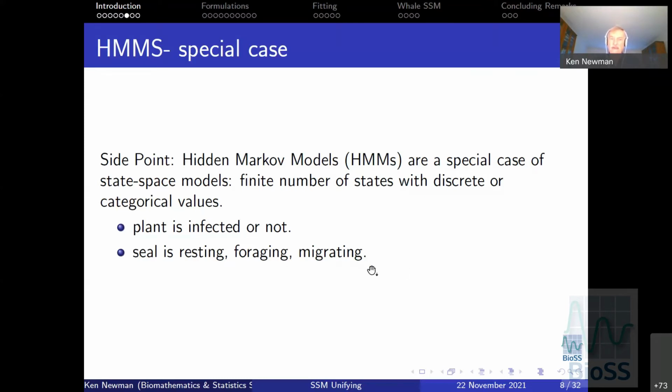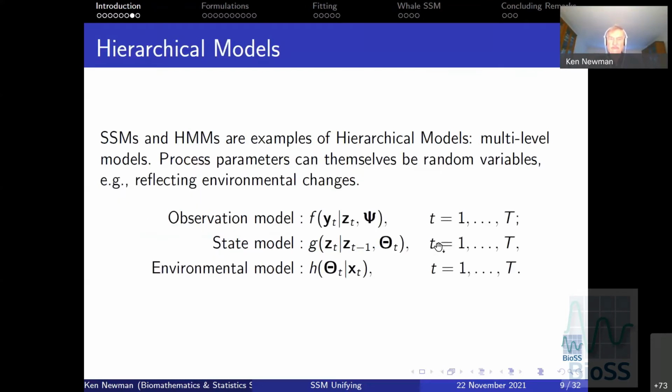Or if you're looking at modeling seals and their movement, are they resting, are they foraging, are they migrating? So the point here is that there's a finite number of possible state values. So in a sense, it's a simpler model. So state space models and hidden Markov models together are special cases of what are called hierarchical models.